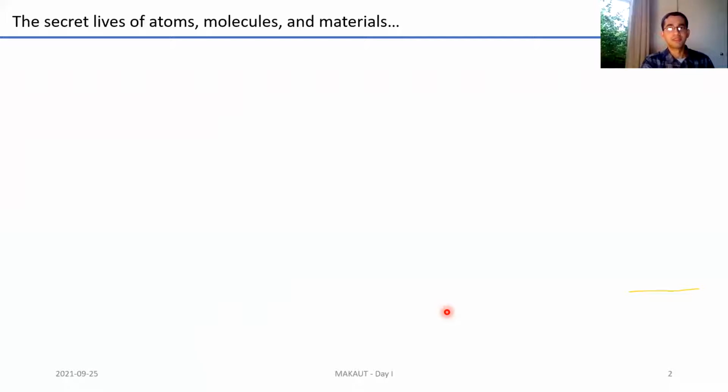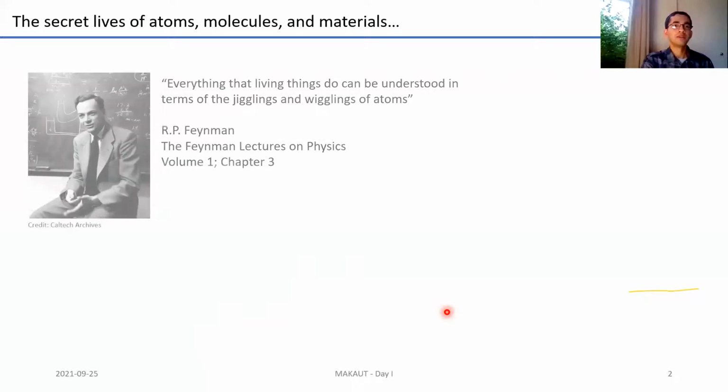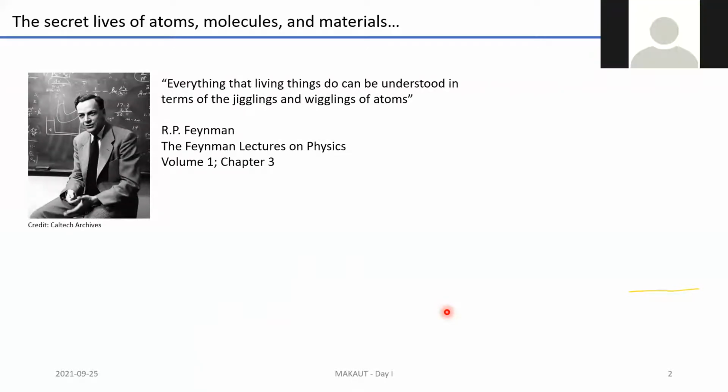Atoms, molecules, materials, they essentially have secret lives of their own. So, as you know, Feynman has this very famous quote, which says that everything that living beings do can be understood in terms of the jiggling and wiggling of atoms. And this is from Lectures on Physics, a 3-volume magnum opus on physics that many of you might have come across or started reading.